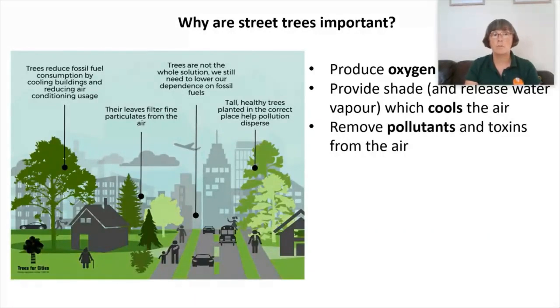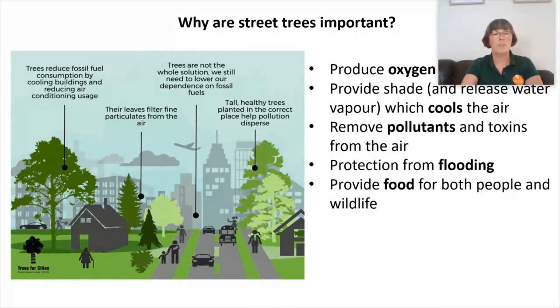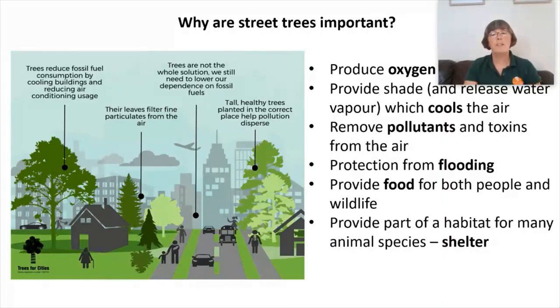The London plane is a really good example of a tree that can reduce the pollutants in the air. Trees can help to protect us from flooding, as they absorb so much water through their roots. They obviously can provide food, both for people and for wildlife. You might have a local tree where you can take the fruit in the autumn. They provide a habitat for many animal species, like a shelter for them. This is just as important in a city as it is in any other place.